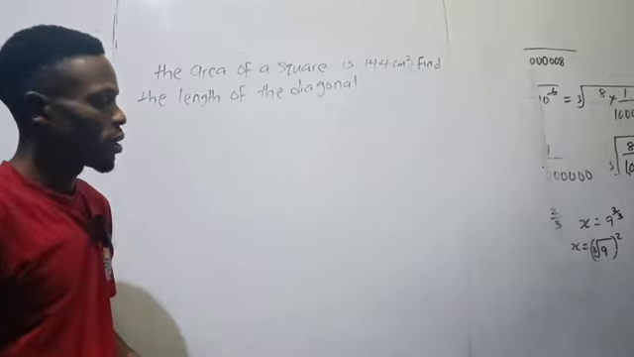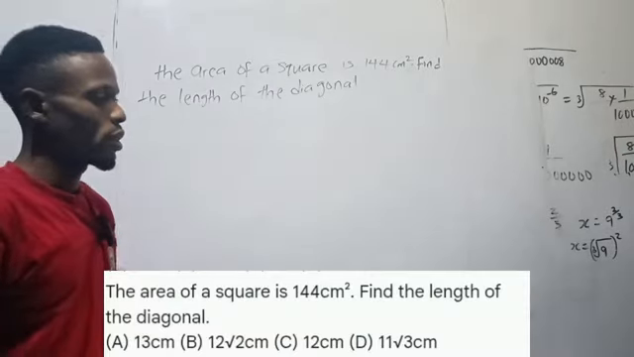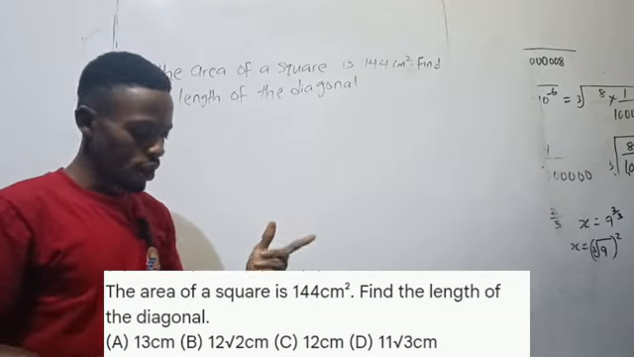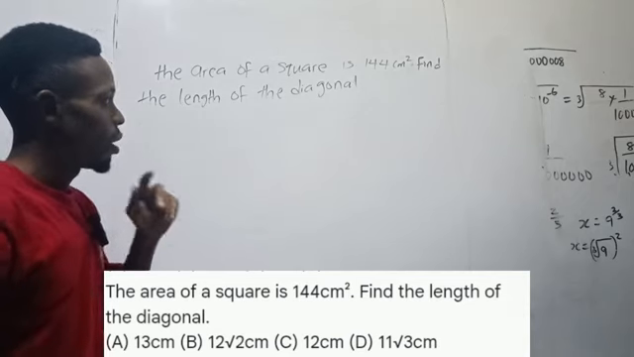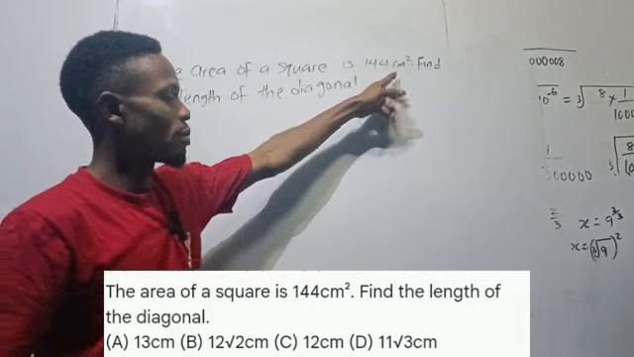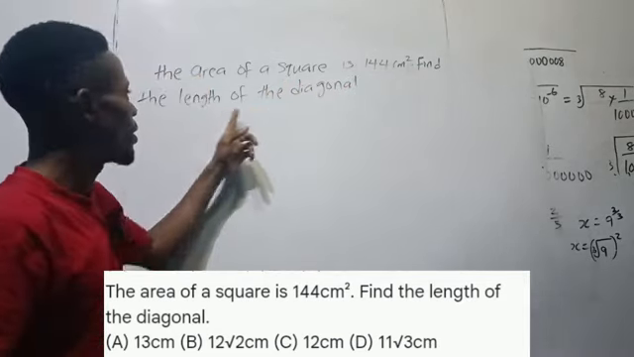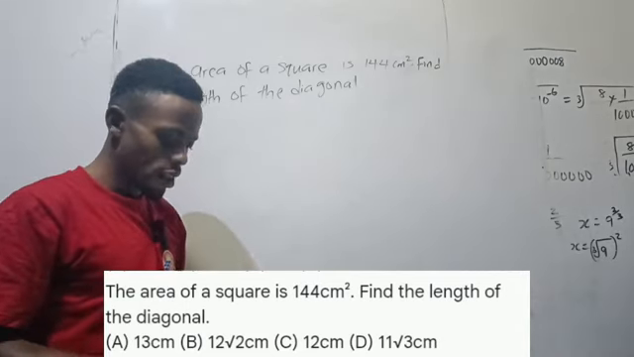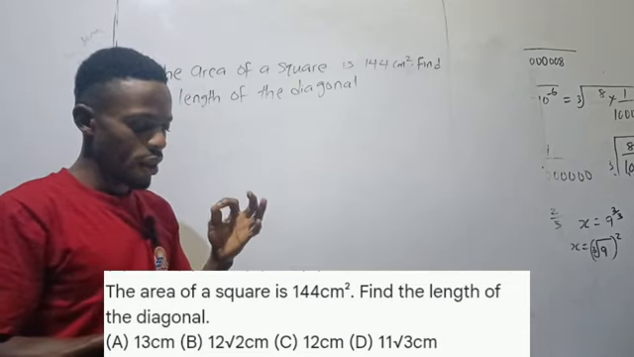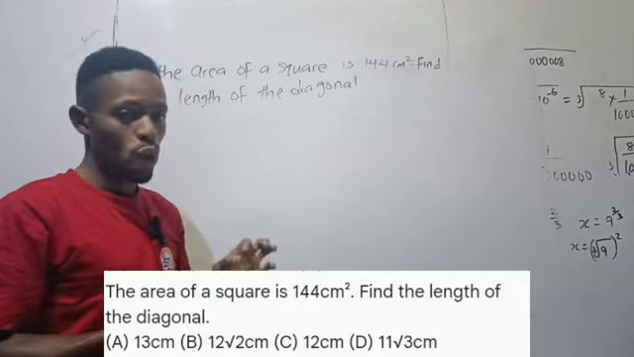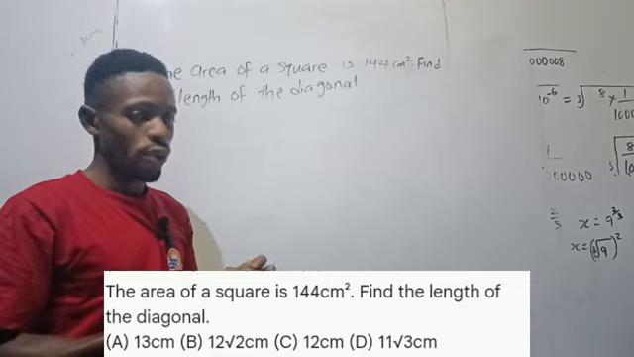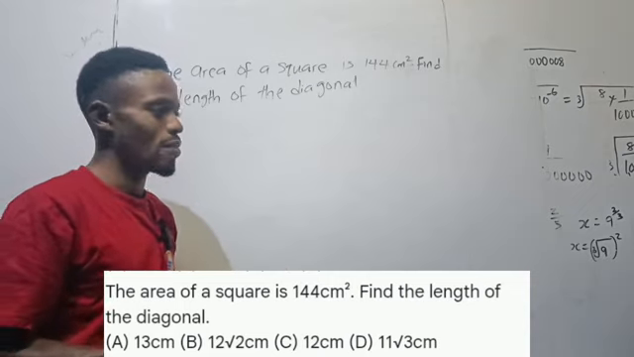So in this video, we're going to dive into the solution of this question. In case you don't see it very well, I'll display it on the screen. The question reads: the area of a square is 144 centimeters square. Find the length of the diagonal. Here you can see the options. Option A, 13 centimeters. Option B, 12 root 2 centimeters. Option C, 12 centimeters. And option D, 11 root 3 centimeters.